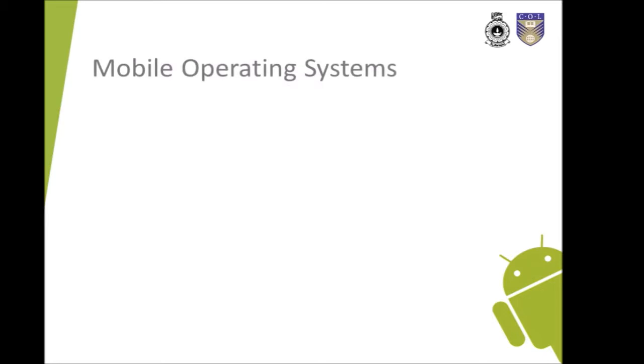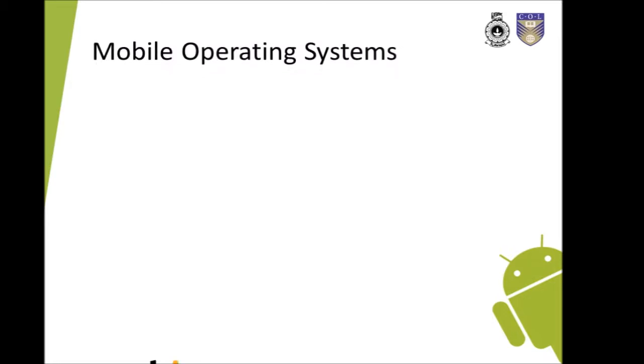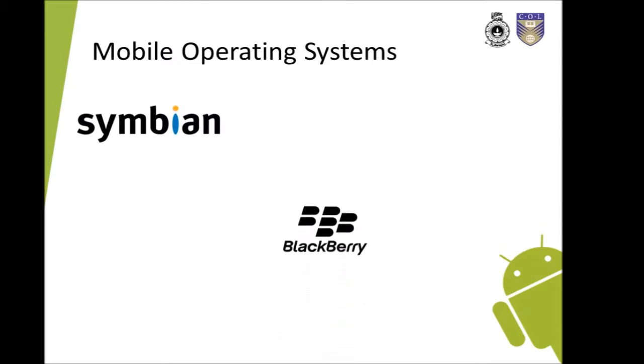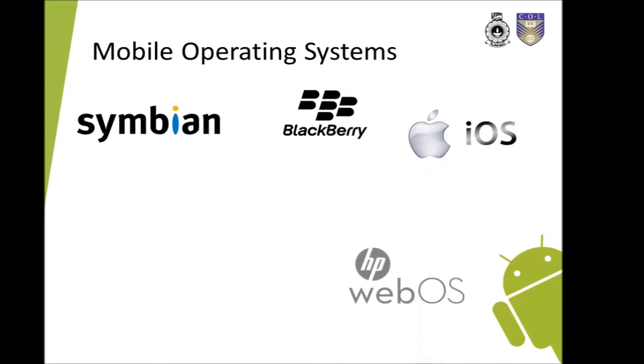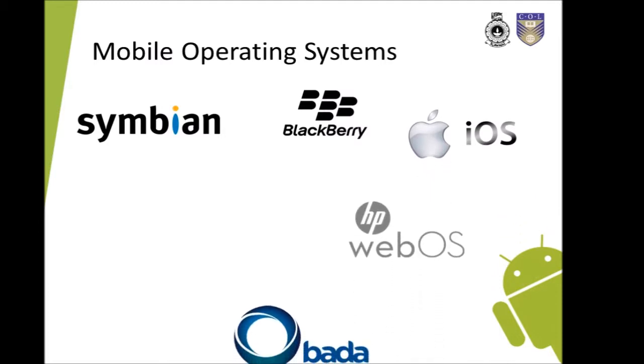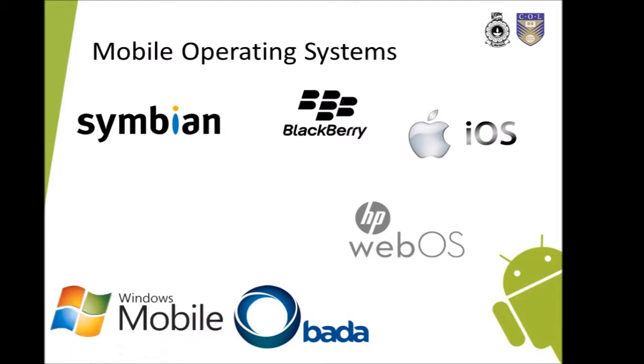Some of the popular mobile operating systems are Symbian for Nokia, Microsoft, BlackBerry, Research in Motion, iOS for Apple, WebOS for HP or Hewlett-Packard, BADA for Samsung, Windows Mobile for Microsoft. The same way we got Android.